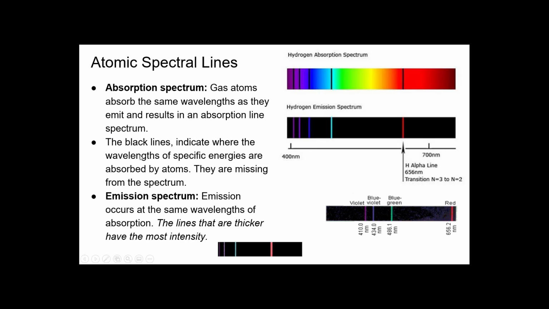The black lines indicate where the wavelengths of specific energies are absorbed by atoms. They're missing from the spectrum, and then they eventually show up. And you can see here where they can break it down with the actual values in nanometers to determine what this element would be.